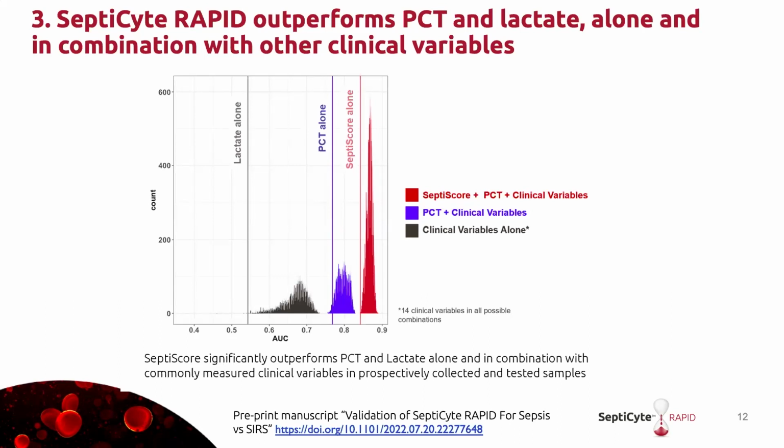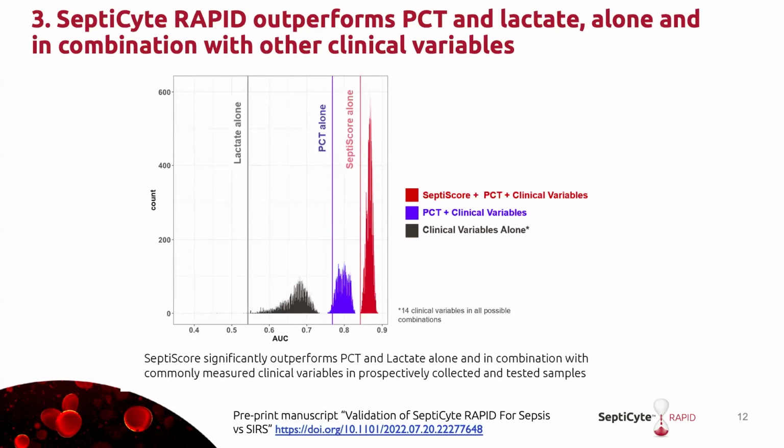When we add lactate to the other 14 clinical variables, excluding Septicyte Rapid, we get some improvement in the diagnostic process, and these are what we use on a daily basis to assess whether we have a patient with sepsis or not. This AUC runs from about 0.6 to 0.75.